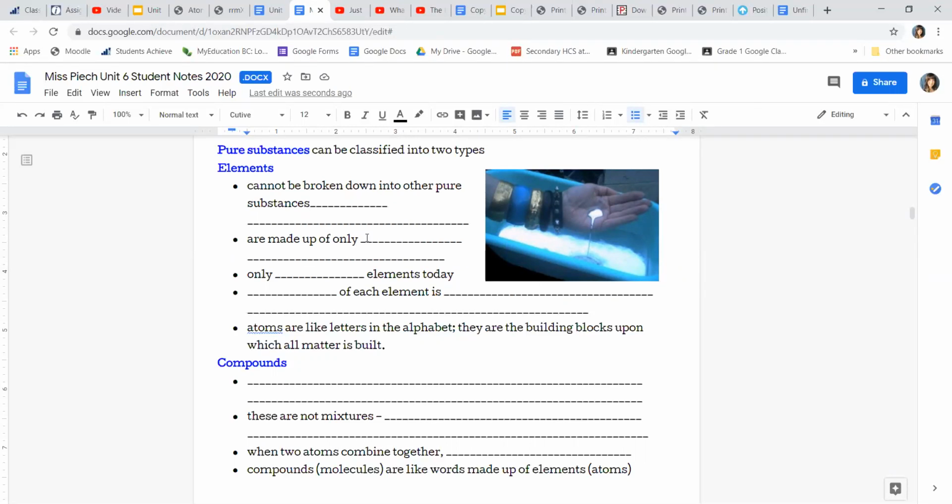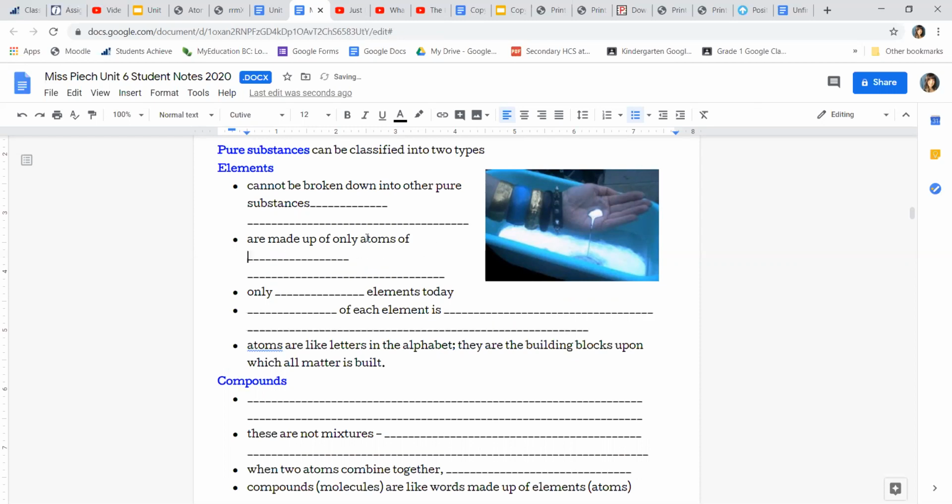Now, elements are made up of only atoms of one type. So again, keep in mind, if you've got an oxygen atom, it's only going to be oxygen atoms within that element. You're not going to have any other type of element showing up in that. Otherwise, that automatically becomes a compound. Only 118 elements today that we know of.